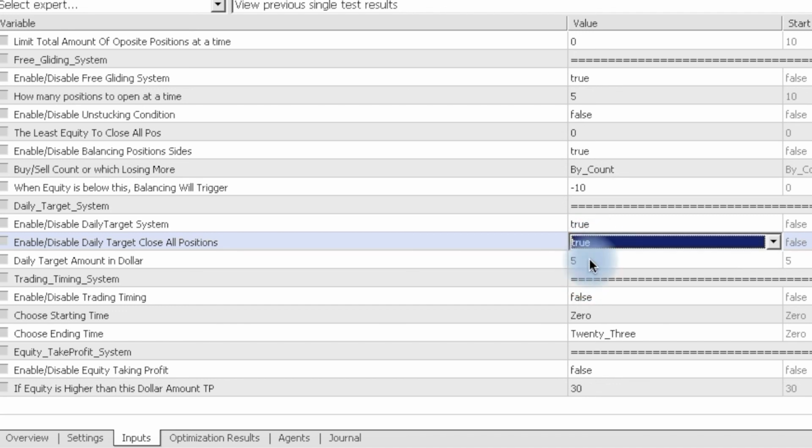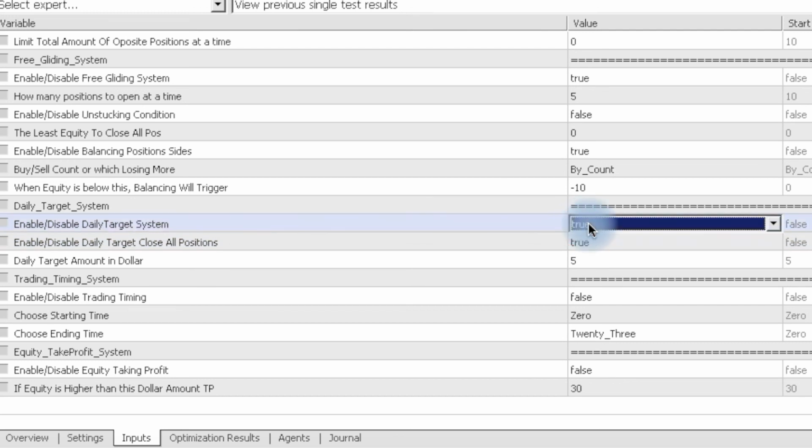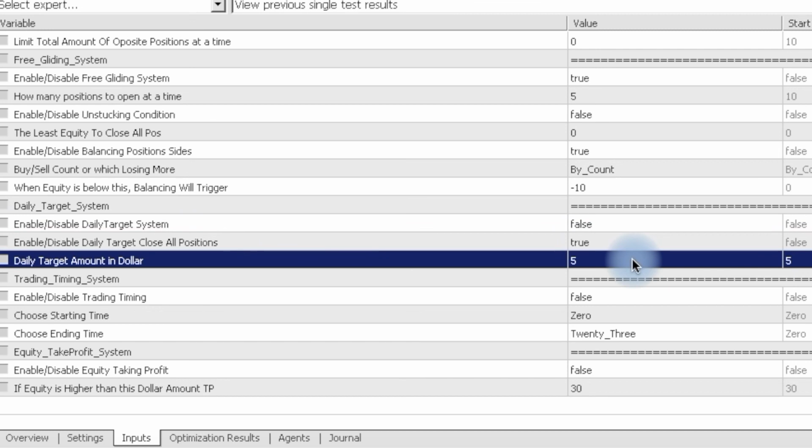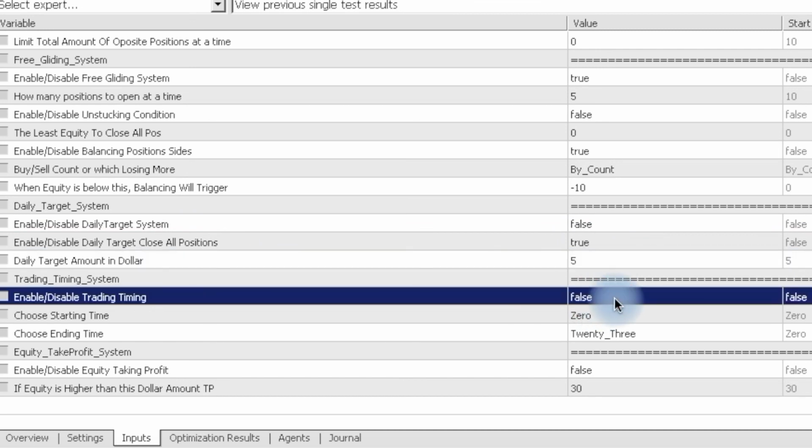Most of the time, if I use this system, I should have this set to true. But I don't really use the daily target. Sometimes I see it's a good thing to use, but it depends on your strategy basically.